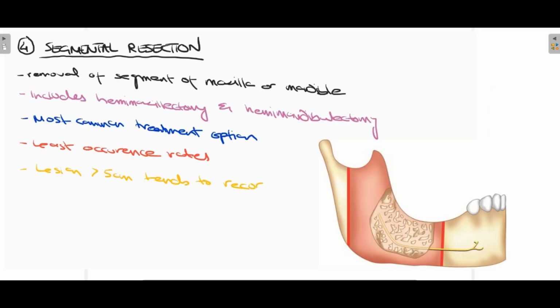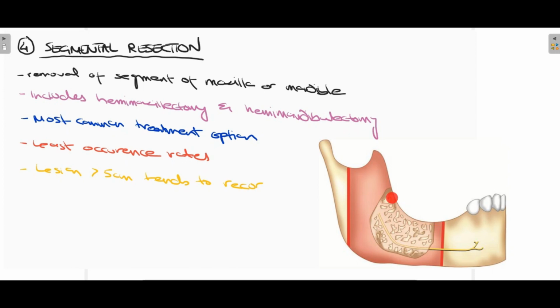The fourth and most commonly used treatment option for patients suffering from ameloblastoma is segmental resection. In this case, the entire segment of maxilla or mandible, wherever the ameloblastoma is present, is removed. It includes hemimaxillectomy, which is removing half of the maxilla, and hemimandibulectomy, which is removal of half of the mandible. Among other procedures, the recurrence rate here is extremely low. But sometimes when lesions are greater than 5 centimeters, there are minor chances that ameloblastoma may recur.